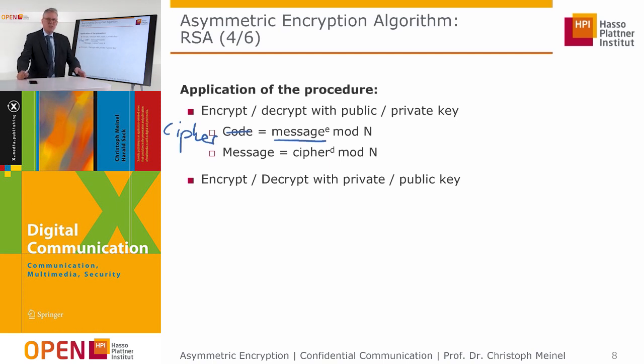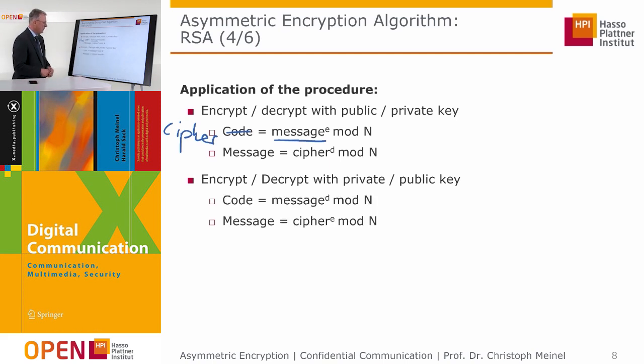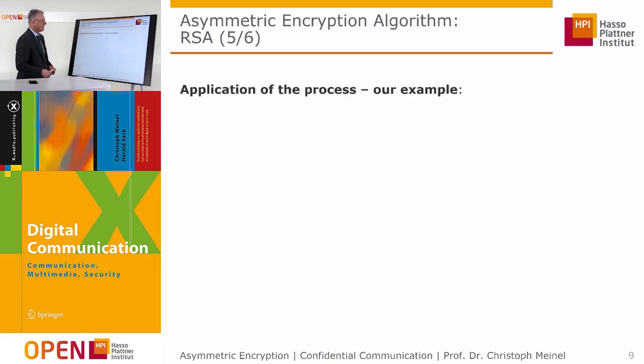So the encryption and decryption with a private and public key now works as follows. We have the message, which gives the cipher, and then we can do this encryption and decryption in the reverse order, taking the private key for computing the cipher text and taking the public key for computing the message. You remember we had these two applications: we can encrypt with the public key, and we can encode with a private key. We have this in both cases.